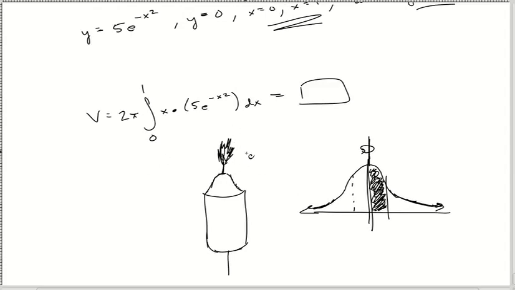And my fire's not very good. Sorry, it's a really flaming fire. Let's just do the problem, okay? Let's just do the problem.